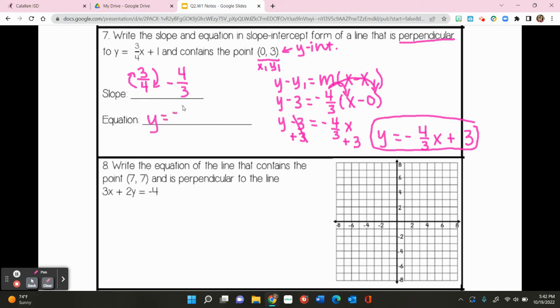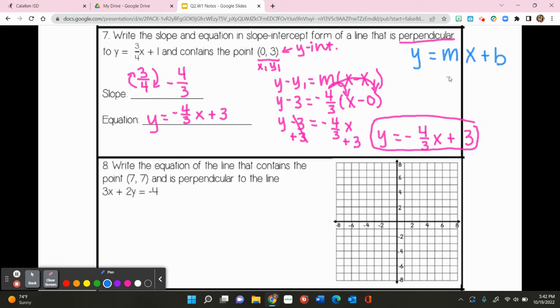Y equals negative 4 over 3x plus 3. Now, if you were able to recognize that (0, 3) is your y-intercept, you could have automatically used slope-intercept form, which is y equals mx plus b, and substituted in your information. So we would have seen that y equals my slope, which again was negative 4 over 3x, plus my y-intercept, my b, would have been 3 here. So plus 3. Here you'll see that you'll get the same thing no matter which method you would have used.